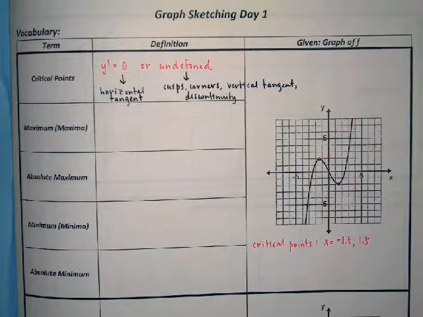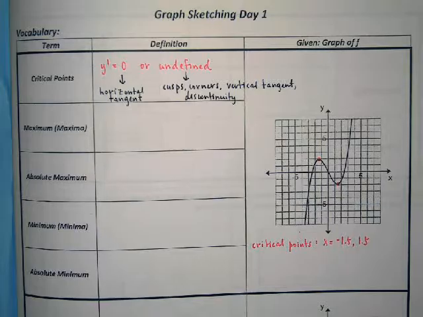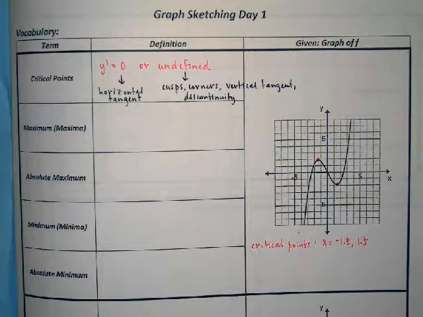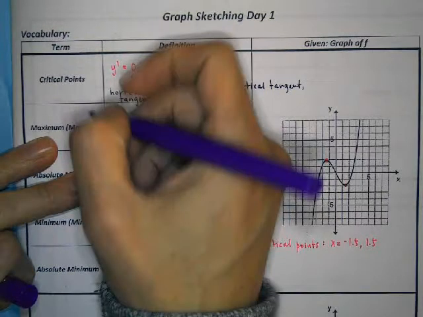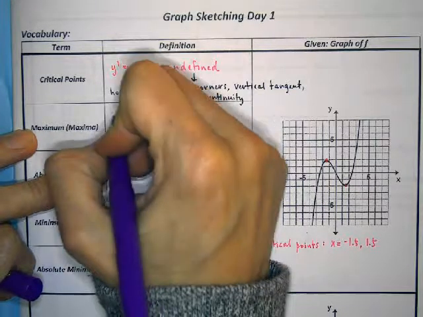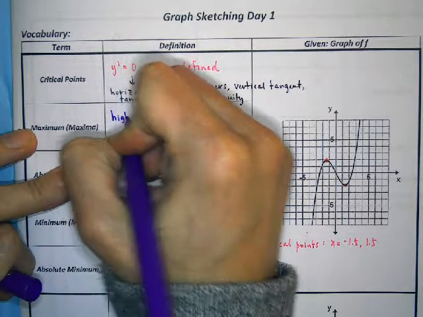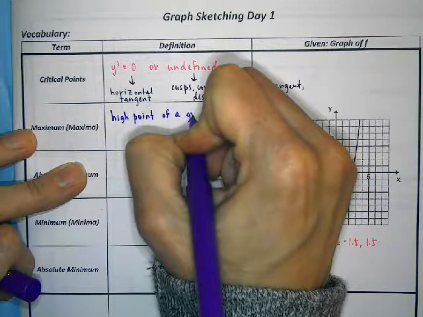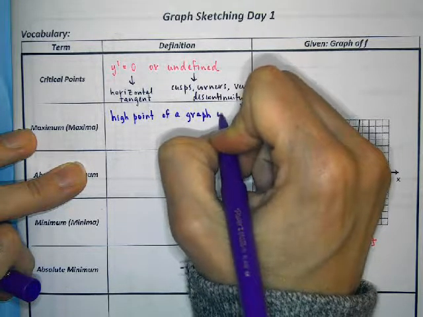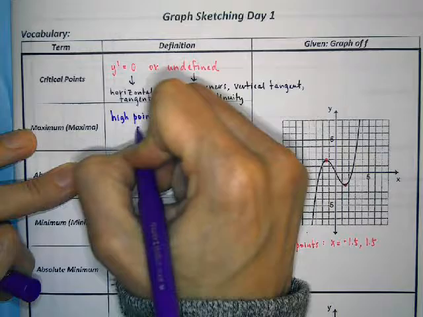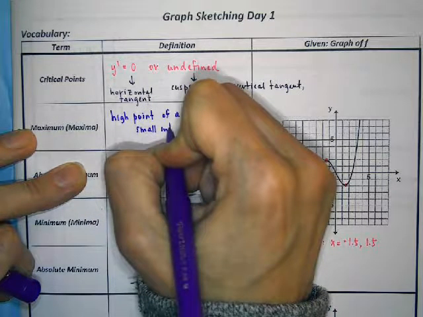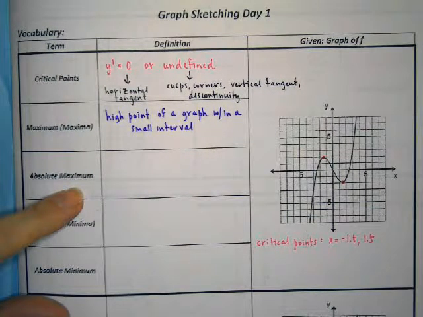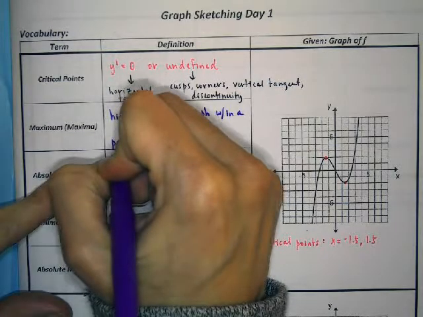The next term we'll be talking about is maxima of our function, or maximum values. That's just anywhere the graph has a high point. So let's say a maximum is a high point of a graph within a small interval. We can also think of that as anywhere the graph has peaks.